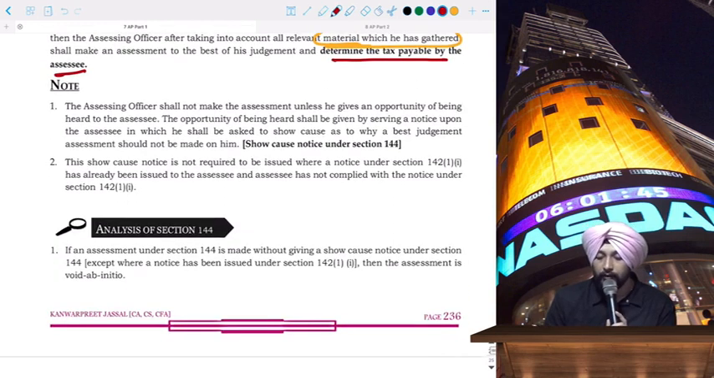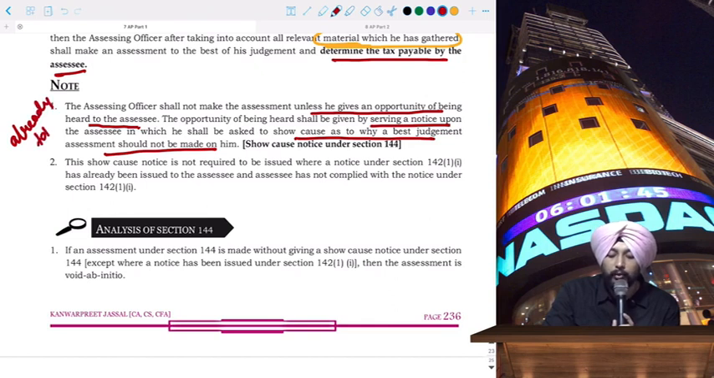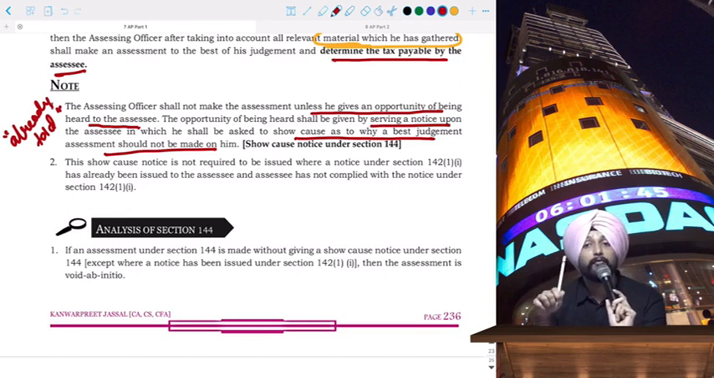Okay. The assessing officer shall not make the assessment unless he gives the opportunity of being heard to the SSE. Opportunity of being heard shall be given by serving a notice upon the SSE in which he shall be asked to show cause as to why best judgment assessment should not be made on him. The notice is given under section 144. Already told. I have told you almost everything that we are going to study. You remember this? I told you before the best judgment assessment is done under 144. First they will have to serve a show cause notice on the SSE that why the best judgment assessment should not be done against the SSE.